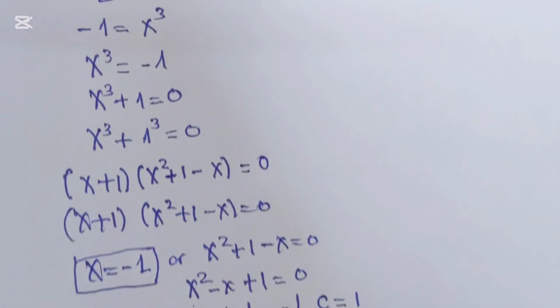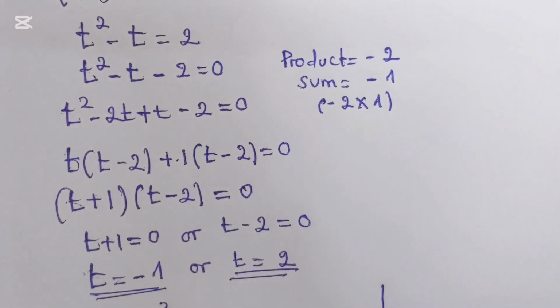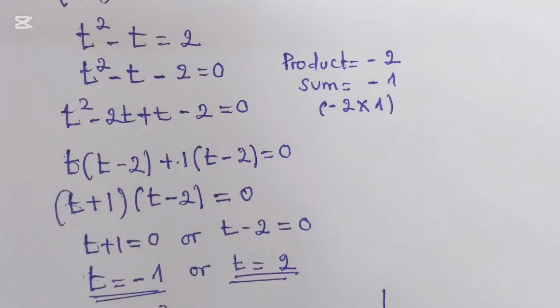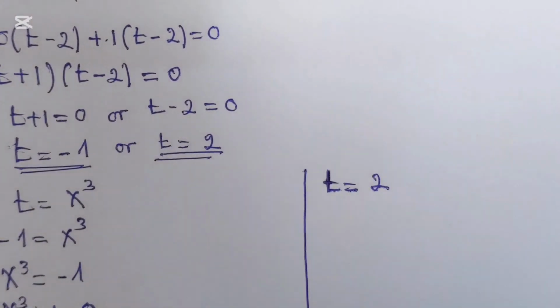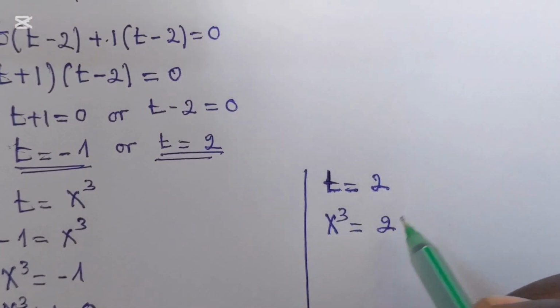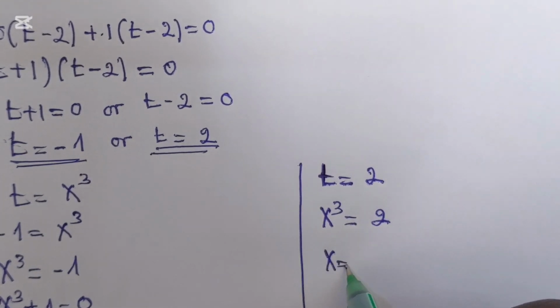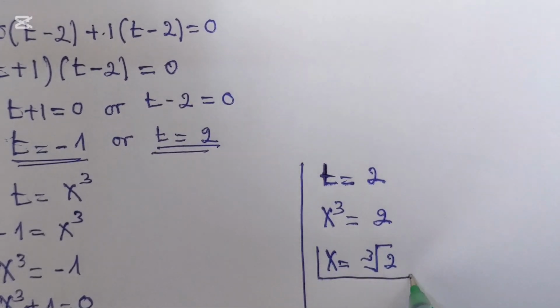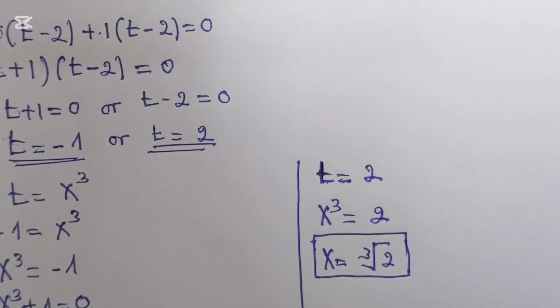So we can come to this one where our t here is equal to 2, so that we know our x power 3 is equal to 2. So then our x here will be equal to cubic root of 2. So we can verify.